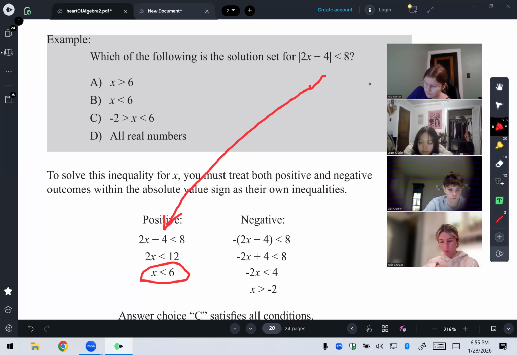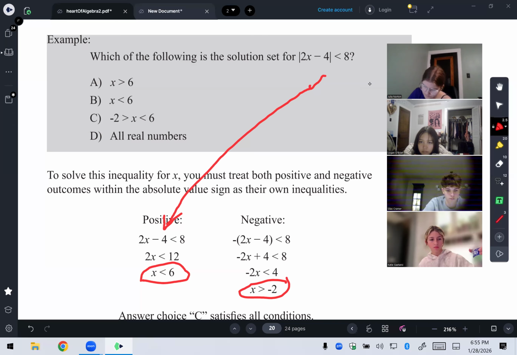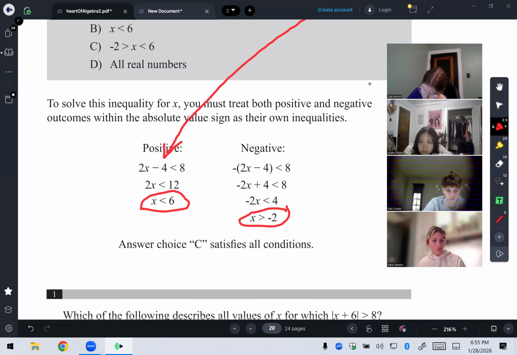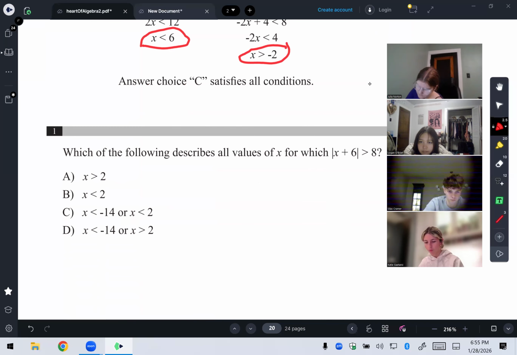Then we try the negative one. Negative 2x minus 4 is less than 8. Negative 2x plus 4 is less than 8. When we divide by a negative, we have to flip the sign. Okay, so let's try this one.